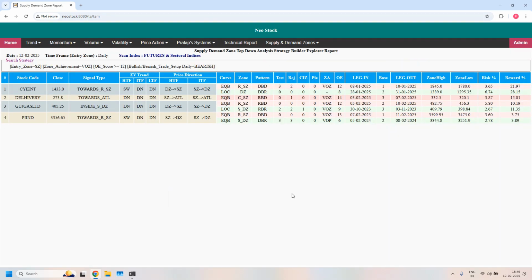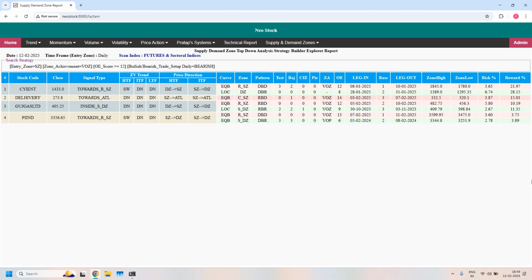With these filters, we got four stocks. These four stocks are currently supporting bearish trade setup for monthly income trade. Entry time frame zones are daily supply zones.